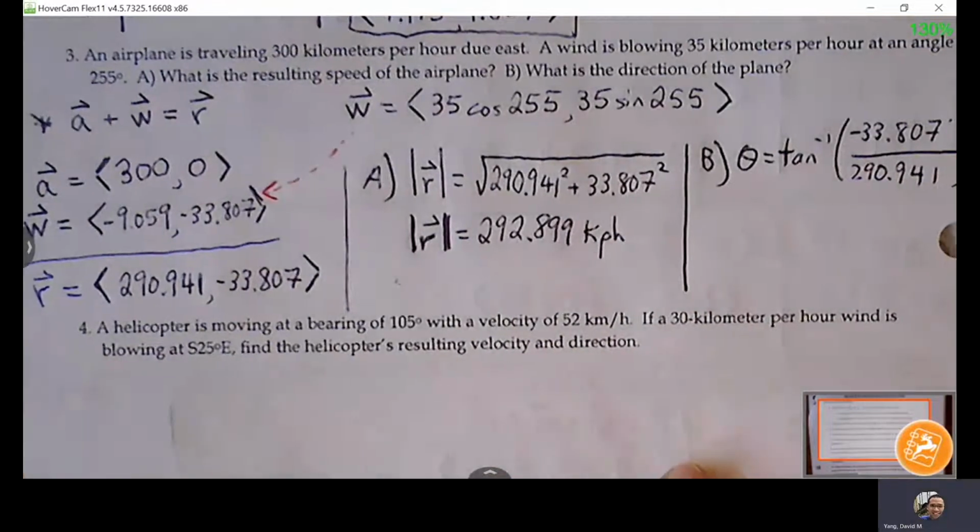Okay, which quadrant is this in? Fourth quadrant, yeah. When you make that adjustment, right?